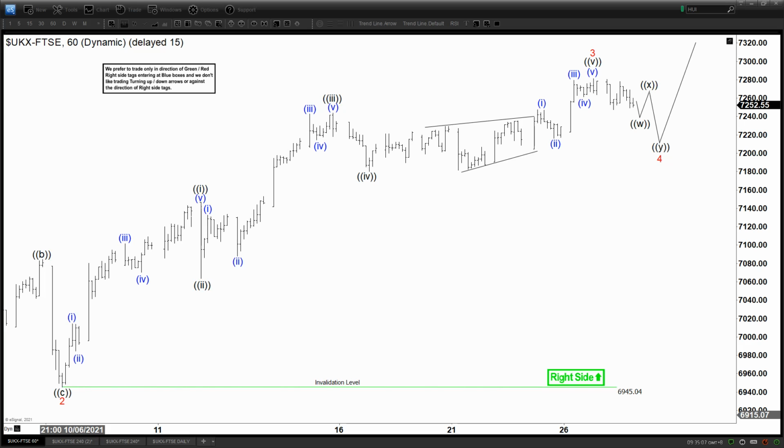Today we're going to be looking at the chart of the FTSE. This is the index from UK and it is a 60 minutes chart right here. Let's take a look with what we have.